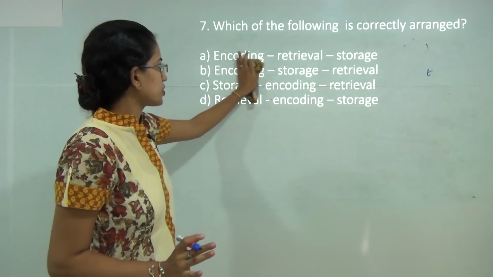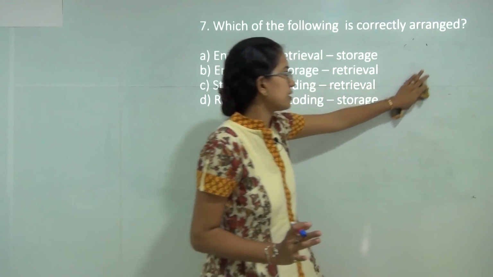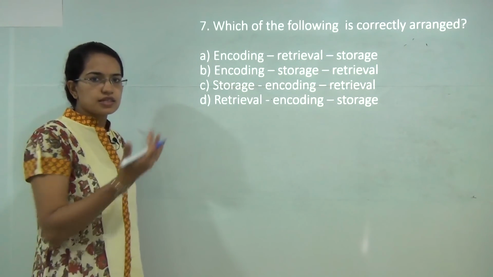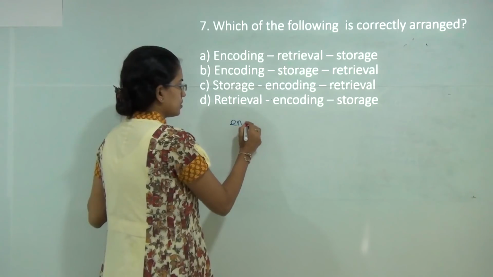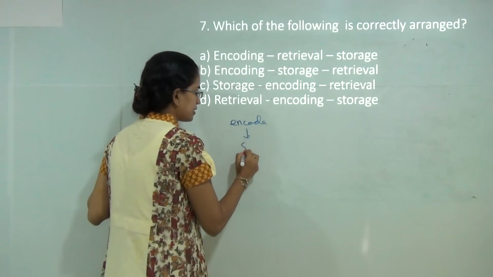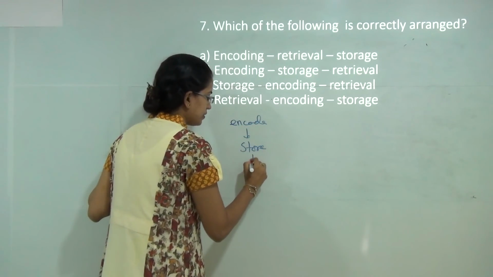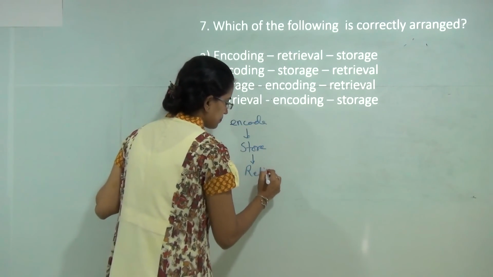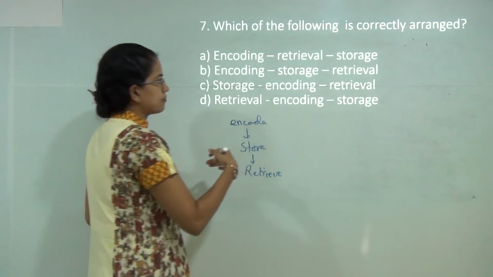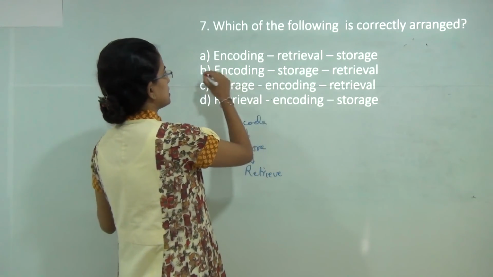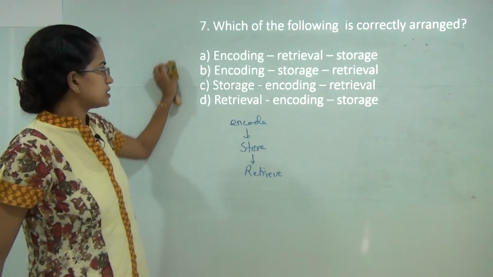So first of all, what you do is you encode the memory. When you have some information that is coming up, you try to encode it, then you try to store it, and when required you try to retrieve it or bring it back. So you have encoding, storage and retrieval would be the correct sequence.